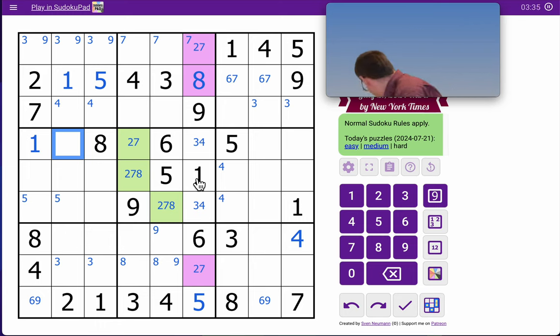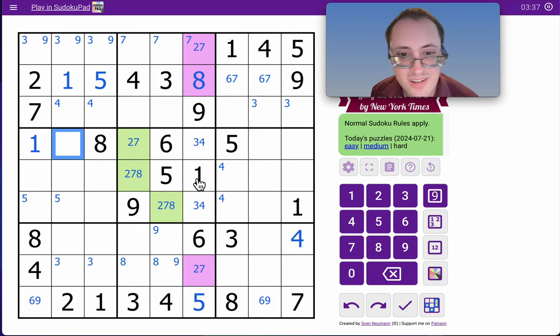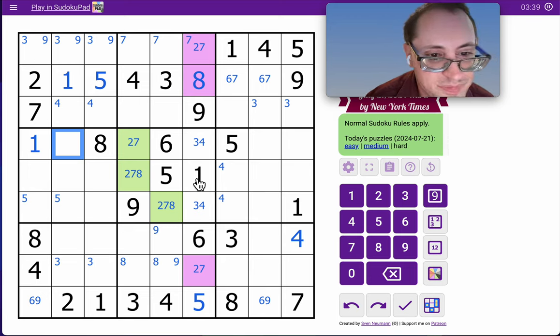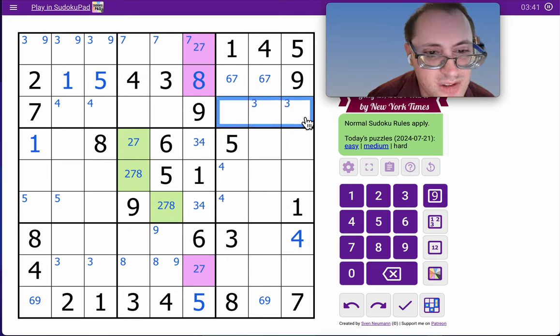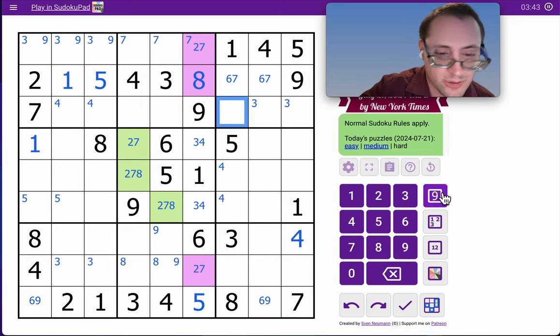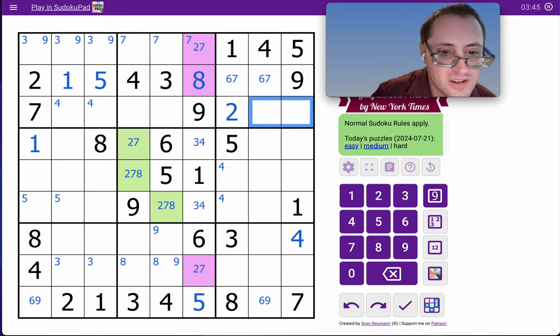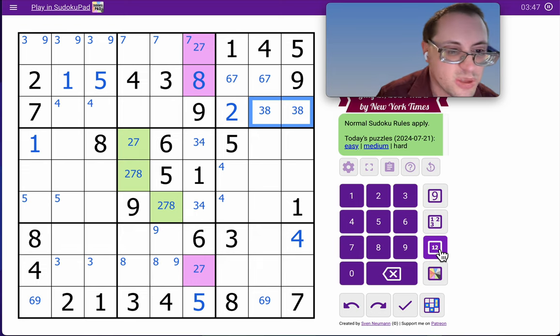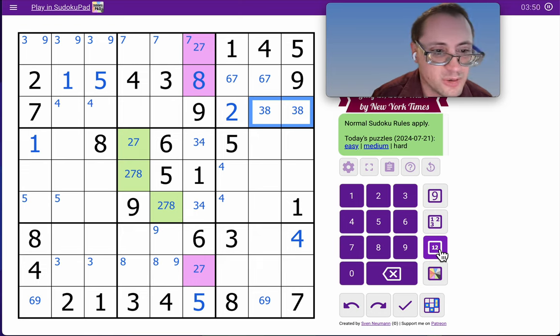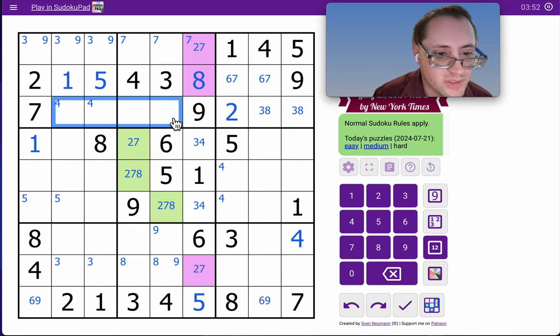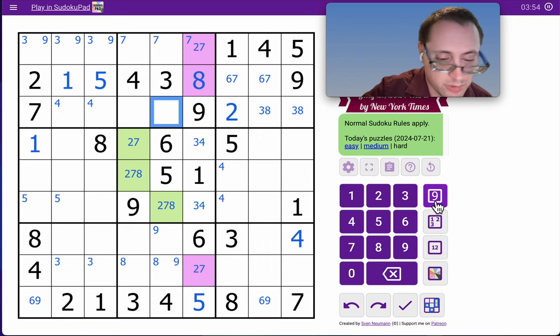Okay. So these are 2, 3, 8, and that can only be a 2. 3, 8 goes here. 2, 3, 7, 8, 9. These are from 1, 4, 5, and 6. That has to be 1.